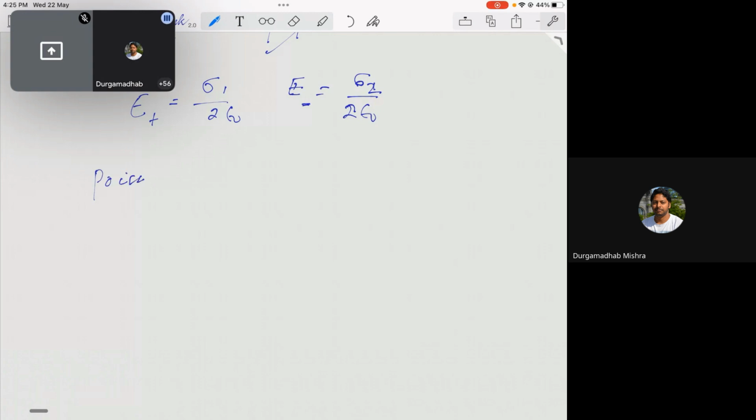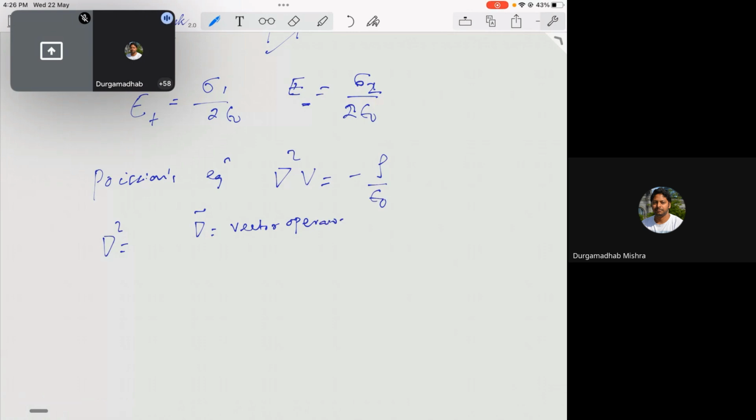So Poisson's equation is del square V is equal to minus rho by epsilon naught. Okay, so what is del square here? Del square is again an operator. It is a scalar operator. And del, this is a vector operator.